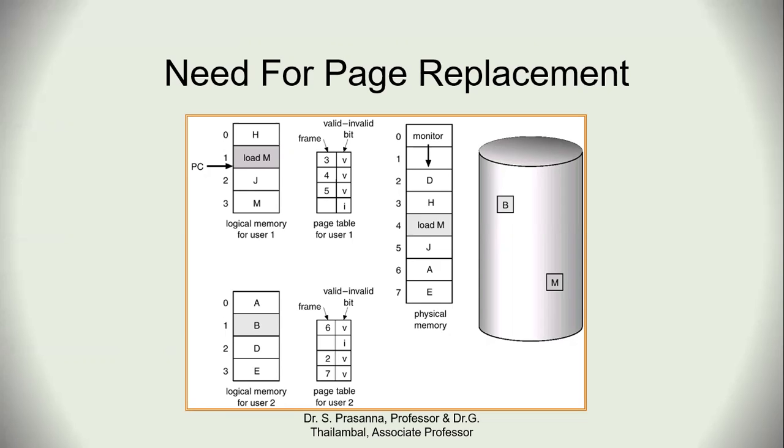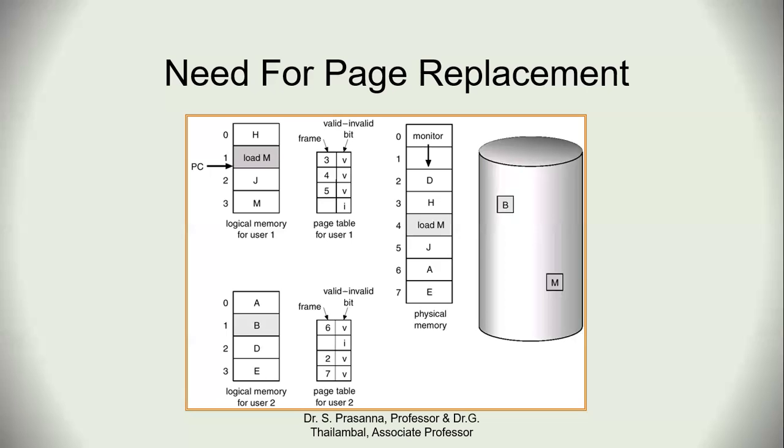Inside the page table, you can see the frames that are stored and the valid or invalid bit. So page 1 is stored in the frame of 4. So when you see the physical memory, load M is the command which is stored in the frame 4 that is available now. And when you go for logical memory for user 2, you can see that some bits are valid and some bits are not valid.